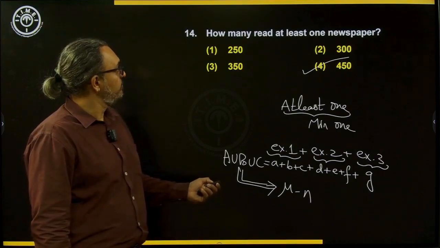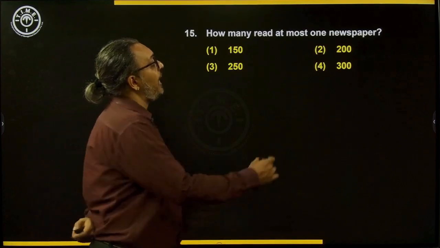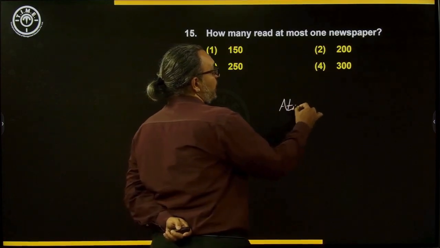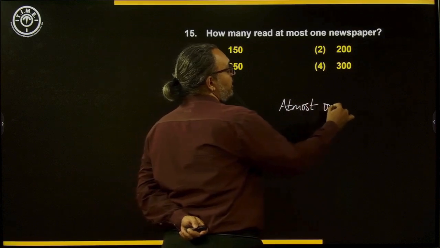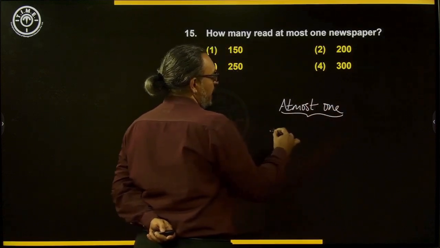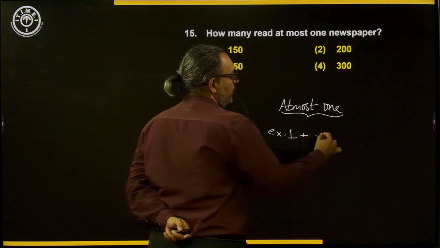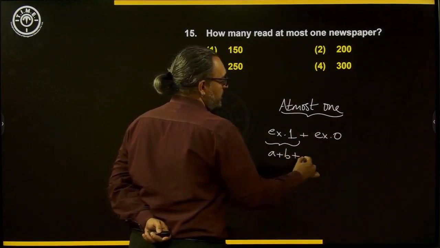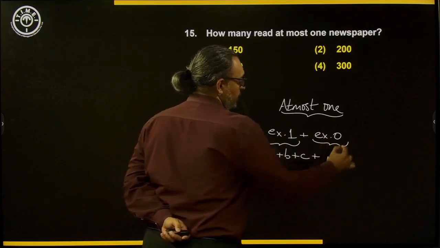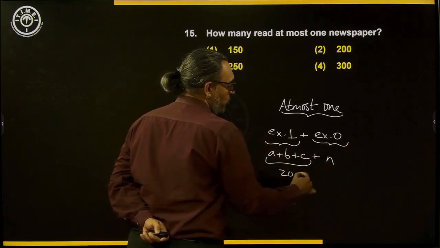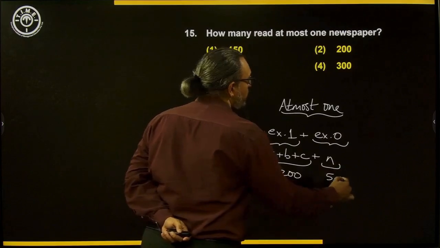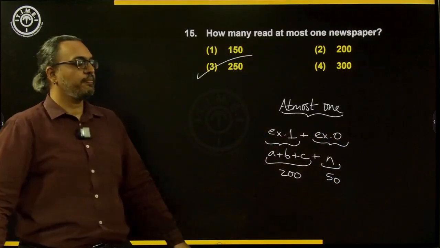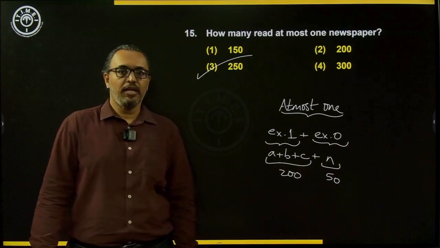Then how many read at most 1? See, at most 1 is maximum 1. So it means exactly 1 and less than 1, which is exactly 0. So basically this is A plus B plus C plus N. We know A plus B plus C is 200, N we know is 50. So it is 250. Third option. Correct?